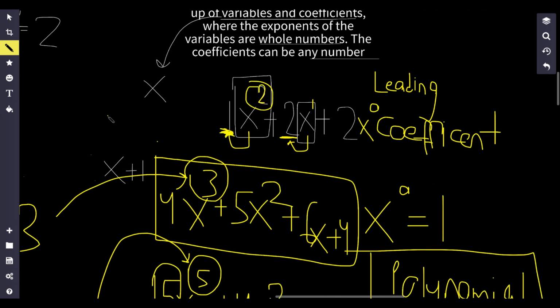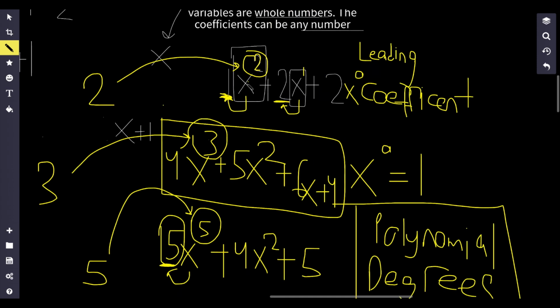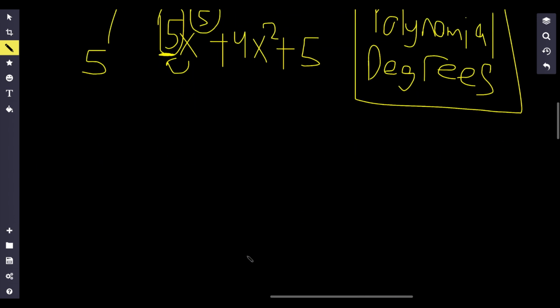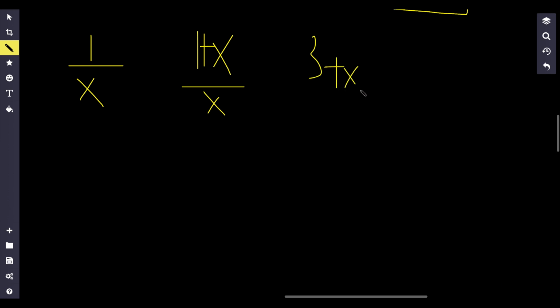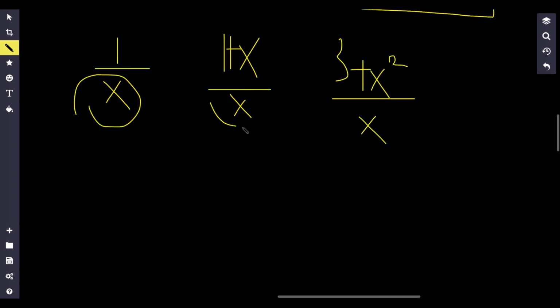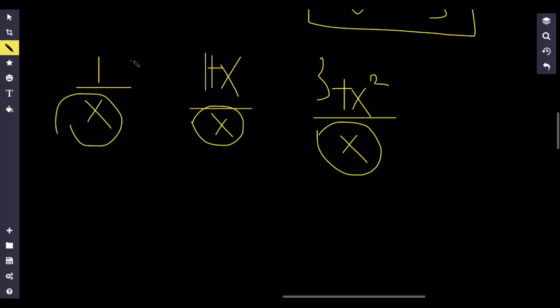And finally, for this one, my polynomial would be of the 2nd degree because I have this x to the 2nd, okay? Now, some examples of things that aren't polynomials are 1 divided by x, 1 plus x divided by x, 3 plus x squared divided by x. Polynomials never have division by x terms. So if you immediately see that you're dividing by x of some sort, that is not a polynomial, okay?